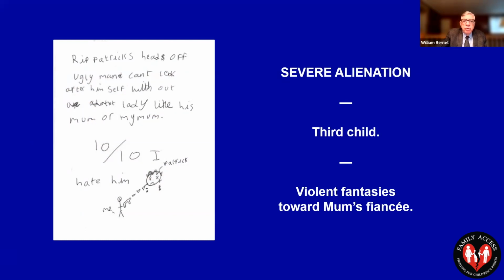And then there's a picture of the child shooting and killing Patrick. So, once again, I'll say this again. Violent fantasies like this are very, very abnormal, and they help to convey the mental state of these children.